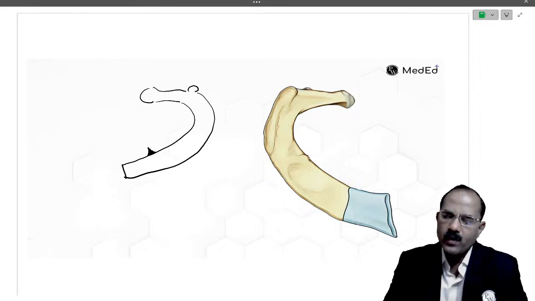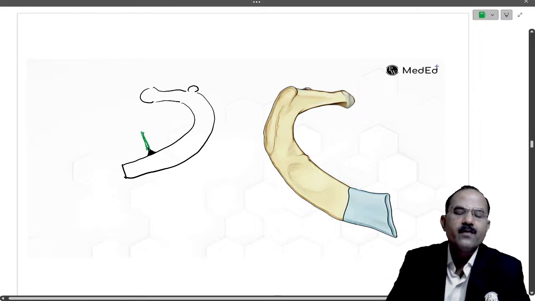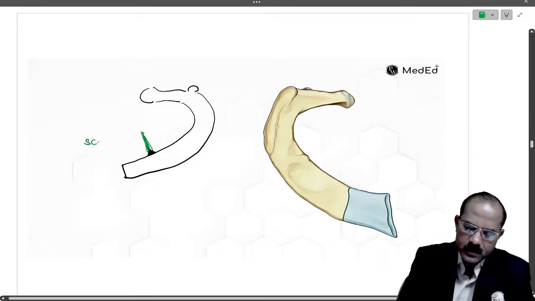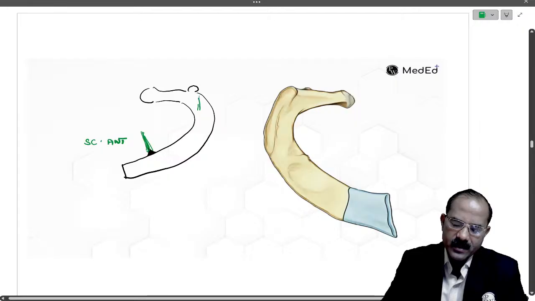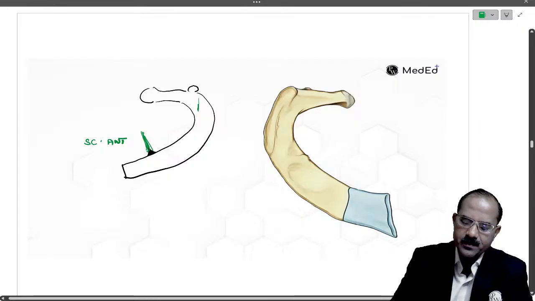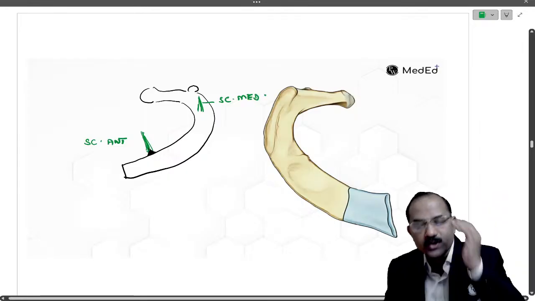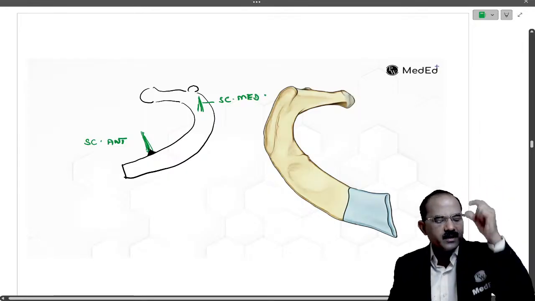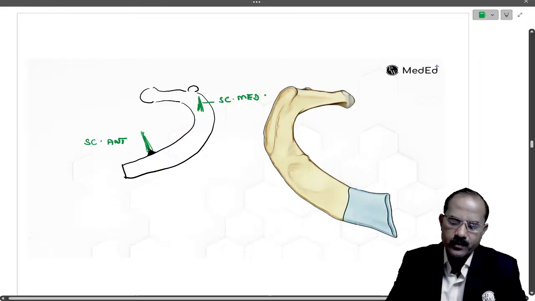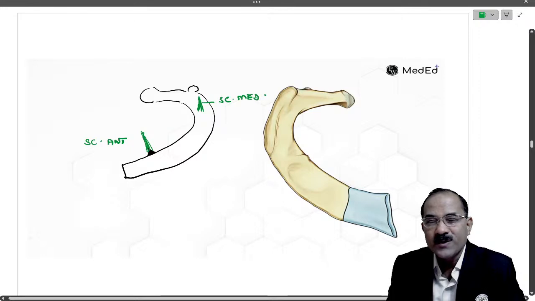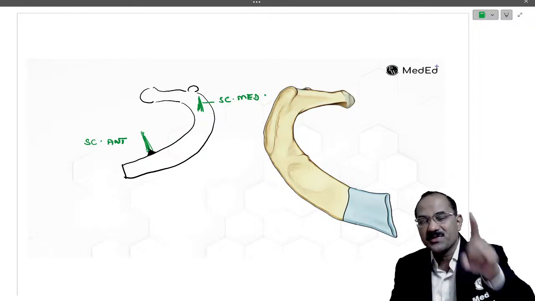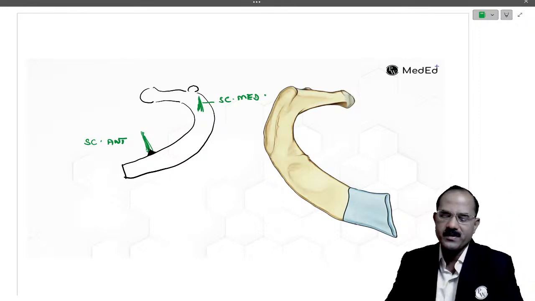Scalene tubercle. And what is the muscle attached to the scalene tubercle? This is the scalenus anterior. What is the muscle attached to the first rib on the posterior aspect? This is the scalenus medius. This is what is asked in the MCQs also. So to the scalene tubercle is scalenus anterior. Behind on the first rib is scalenus medius. Scalenus posterior is not attached to the first rib, but to the second rib.